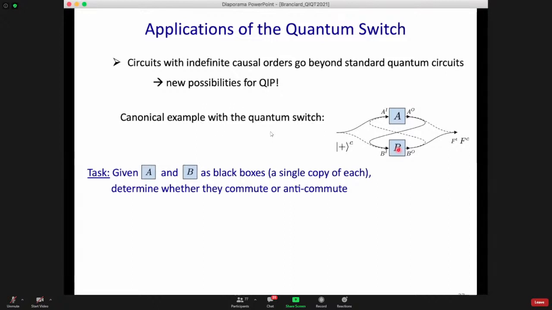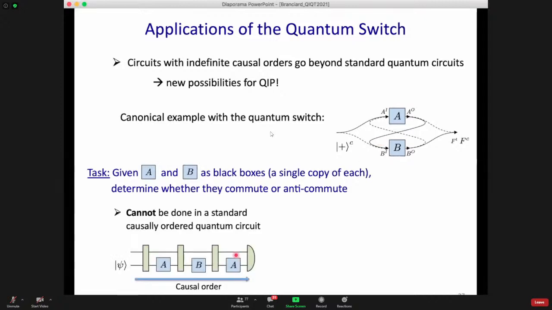And if you think about it, if you want to determine whether two operations commute or anti-commute with a standard quantum circuit, well, you will need to use them in both orders, right? So you will need to conceive a circuit where you will use A then B, but you also need to use B before A to just compare how the two orders relate.